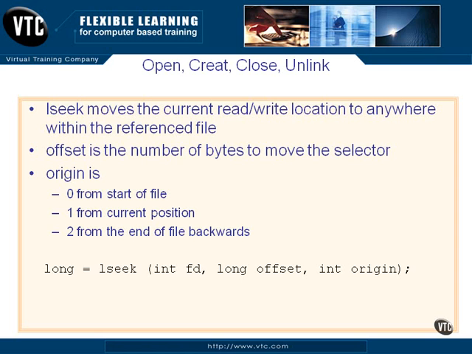So if you want to rewind a file, you've been running through it and you want to get back to the beginning of it, you can do an Lseek 0, 0, and that will go from the start of the file 0 bytes. If you want to jump to the end of the file and be able to append to it, well then you do an offset of 0, origin of 2 from the end of the file. So you'll go out to the end of the file marker and move 0 positions, and now you're ready to add a new record. So that's the Lseek.